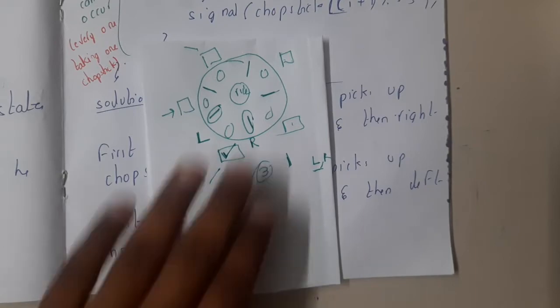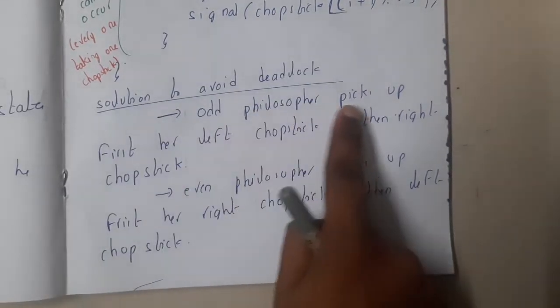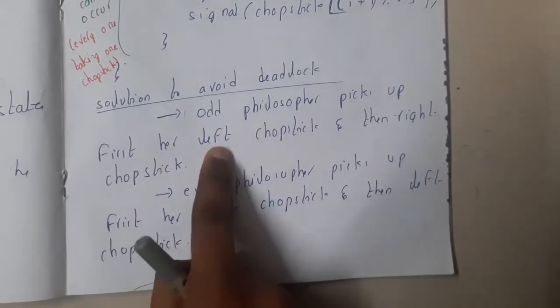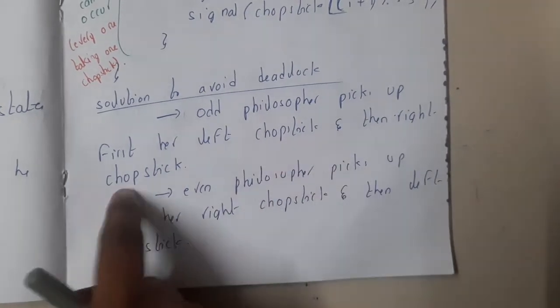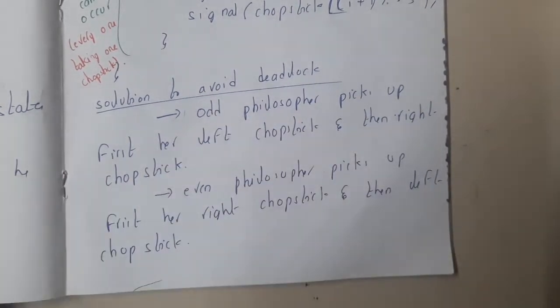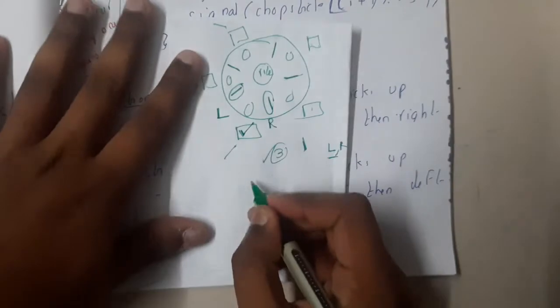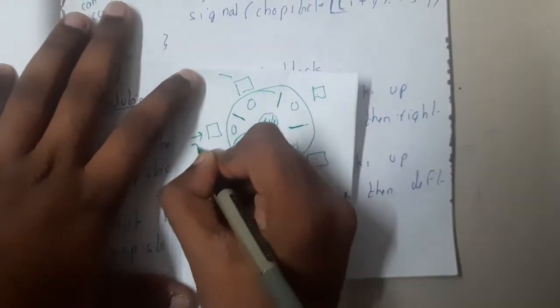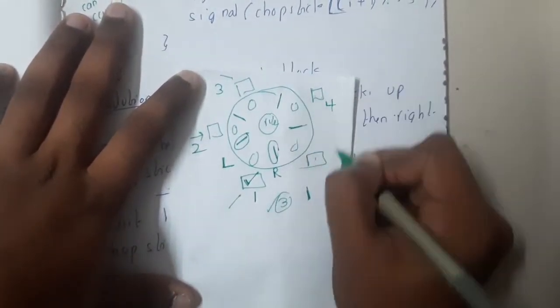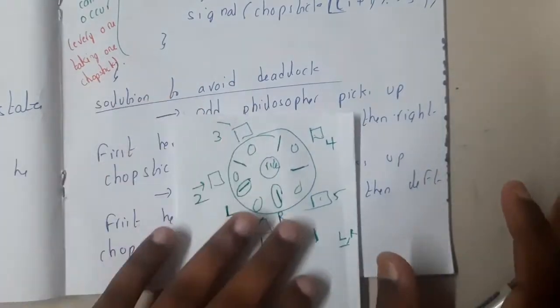Or you can even take some more criteria. Odd philosophers pick their left chopstick first, then the right chopstick. So this is better, right? Yes. Let us number them 1, 2, 3, 4, 5. Assume that every one of them wants to eat, guys.